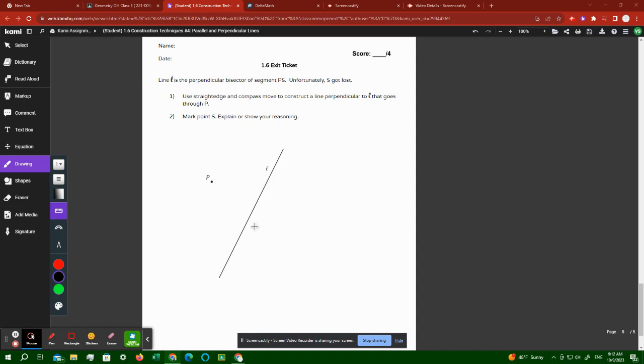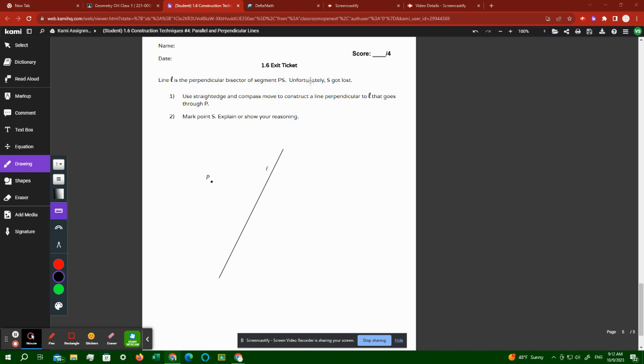So let's look at the construction of this exit ticket, lesson 1.6. Now it's showing you here a line L and a point not on the line. So the question is saying that L is the perpendicular bisector of some segment PS. So it means this segment PS has to be cutting across this line somewhere here, and S on the other side.